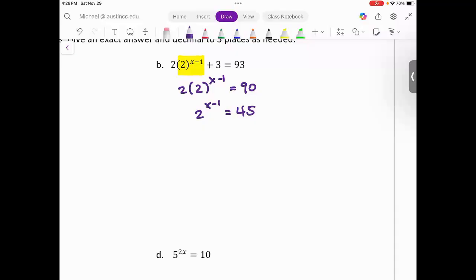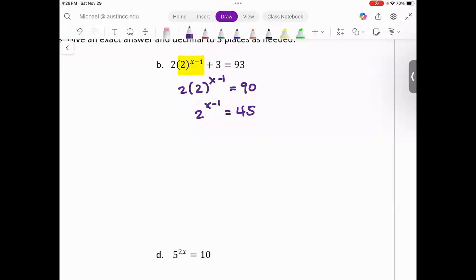So here, this is not an easy one. We can't change that 45 over into anything nice base, right? So what can we do here? What we can do is take the logarithm of each side. It doesn't matter if we do a log base 10 or log base e.